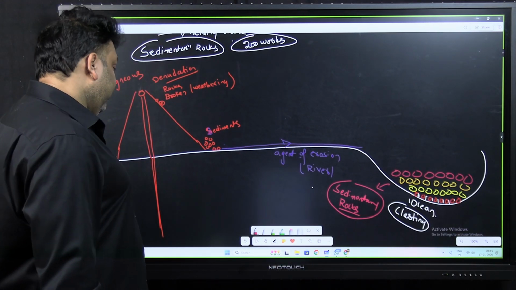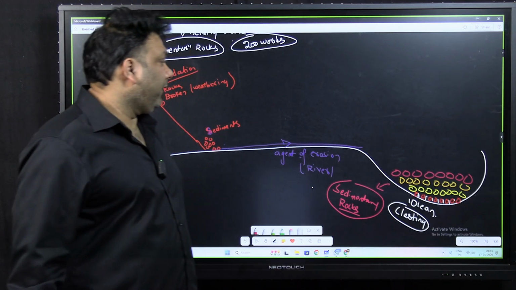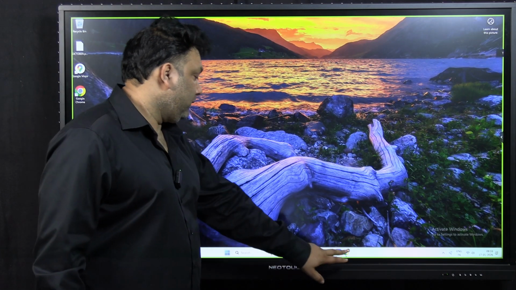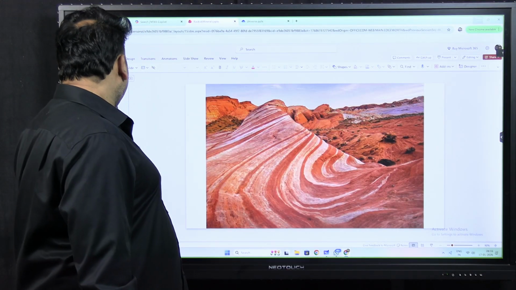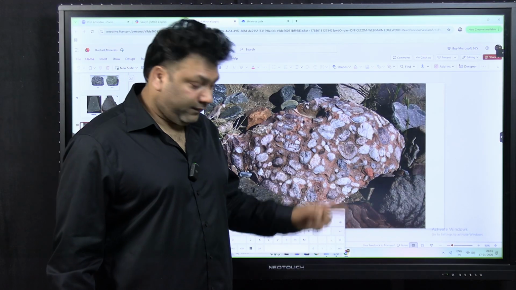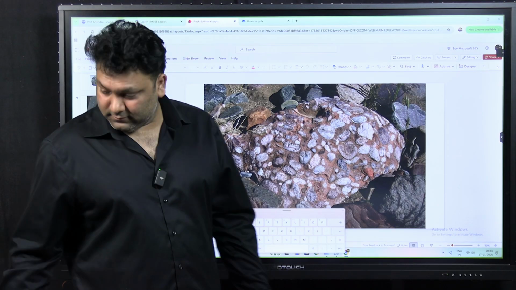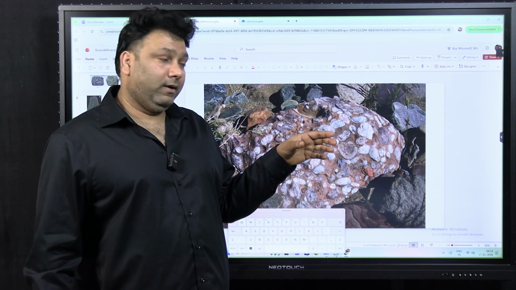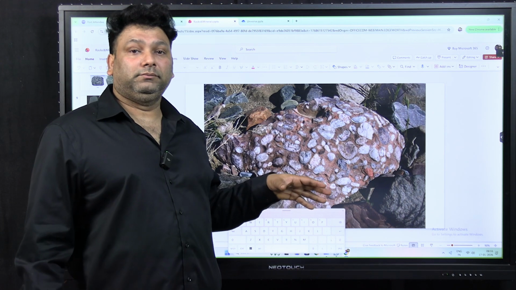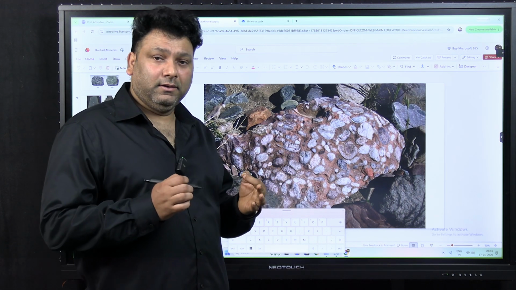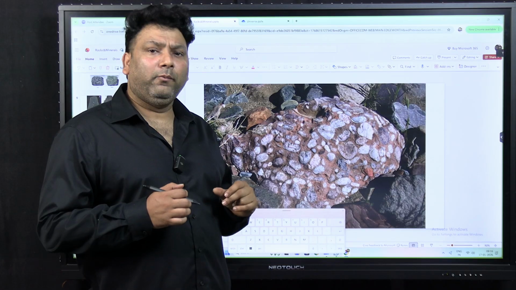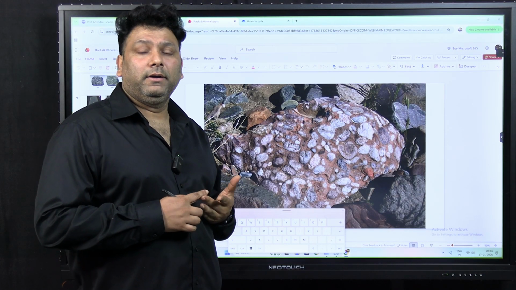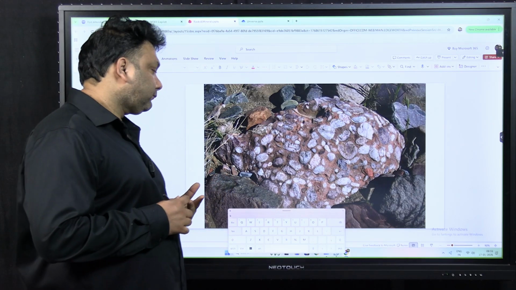Now, if you take this igneous rock and sedimentary rock, among these two, which is stronger? The igneous rock will be stronger, right? For example, I have a cup here. Now, if I am breaking this cup and then attaching it, do you think the broken cup will be stronger, or the igneous rock will be stronger? The igneous rock will be stronger.